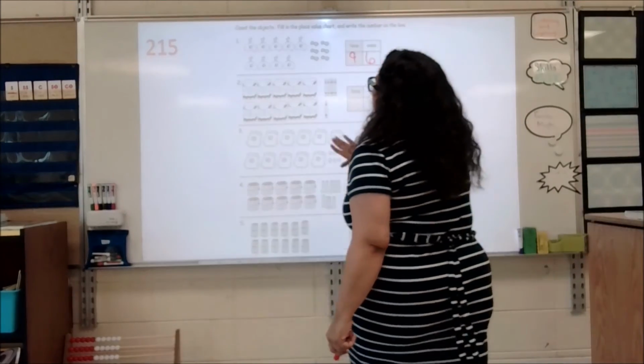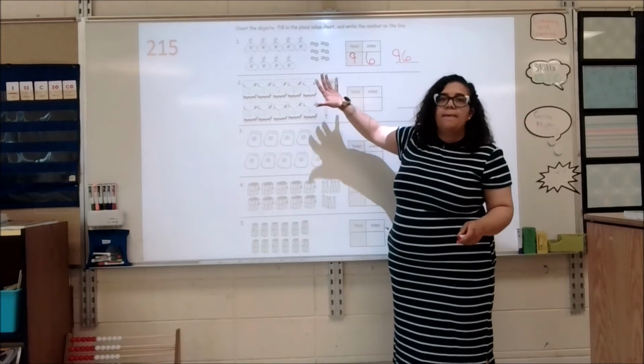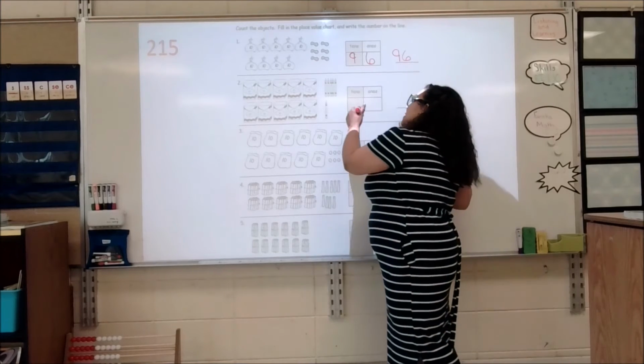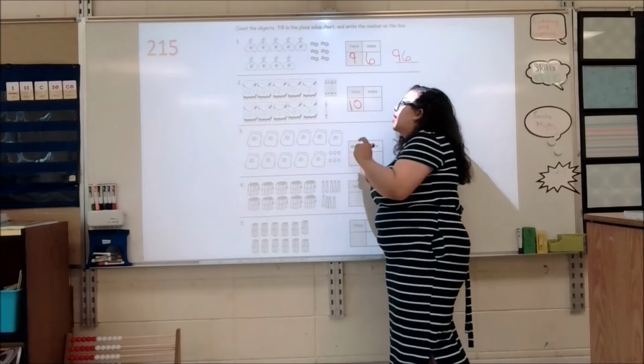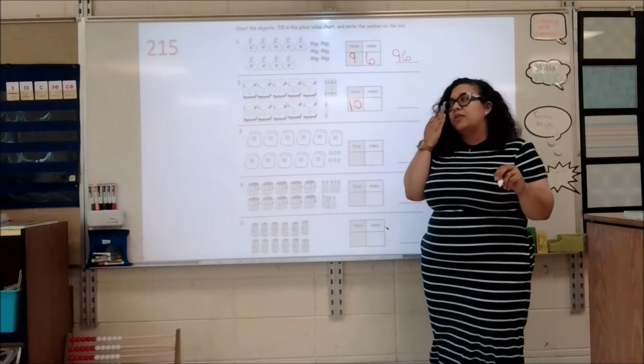So looking at the crayons, don't you count them. No, just look at the crayons. How many groups of 10? How many boxes of crayons are there? 10. Yes, there are 10 boxes of crayons, which means 10 tens.